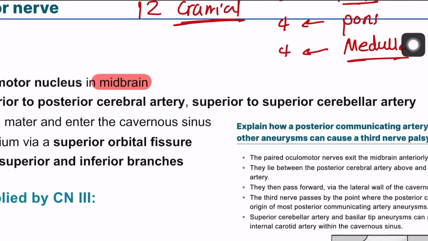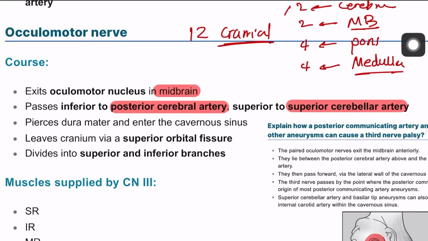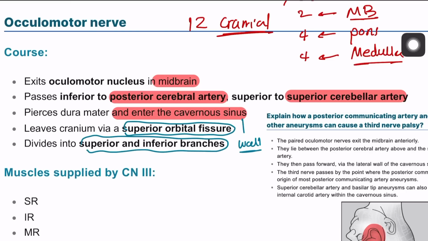All right, so let's go with what's written in here. It passes between the superior cerebellar artery and the posterior cerebral artery, one inferior and one superior. It pierces the dura mater and enters the cavernous sinus, so it will be in the wall of the cavernous sinus, and then enters the superior orbital fissure and divides into superior and inferior branches.